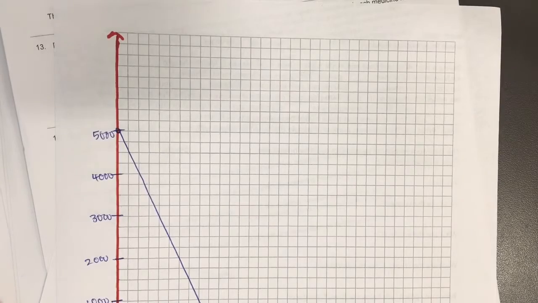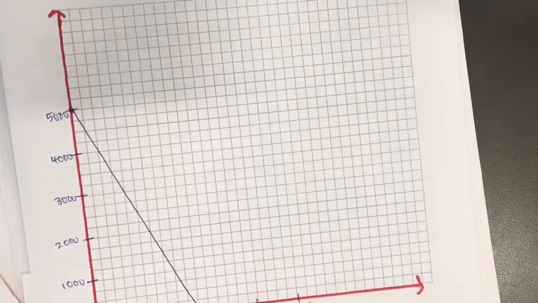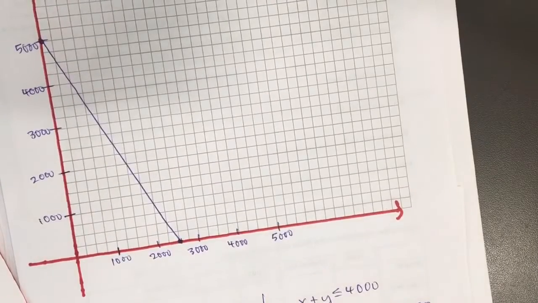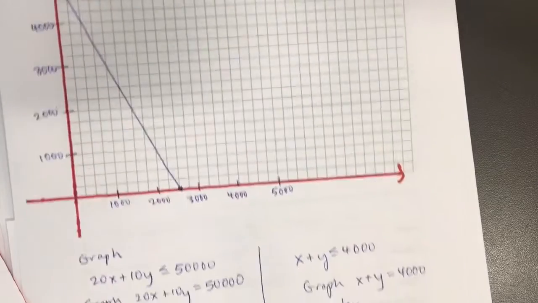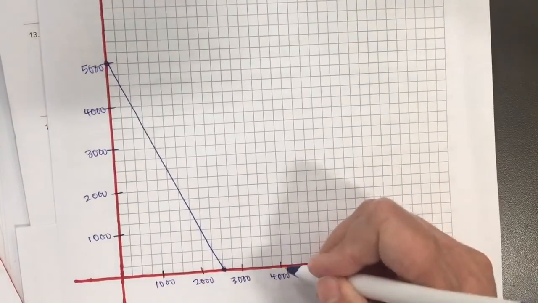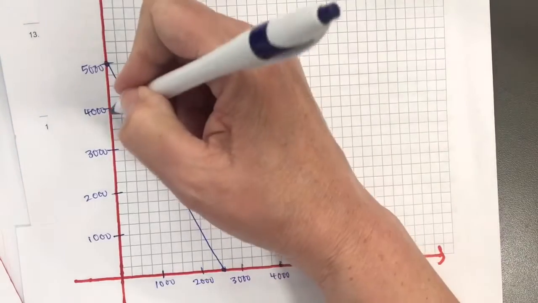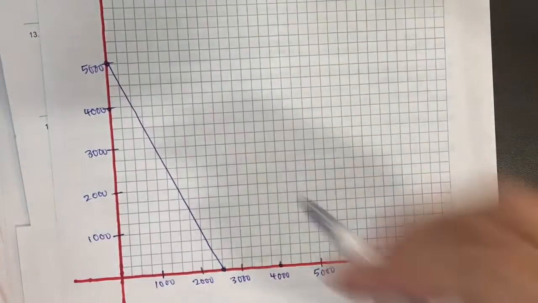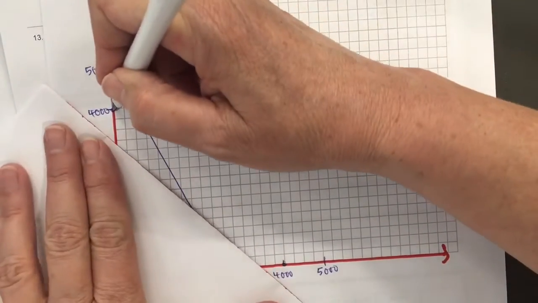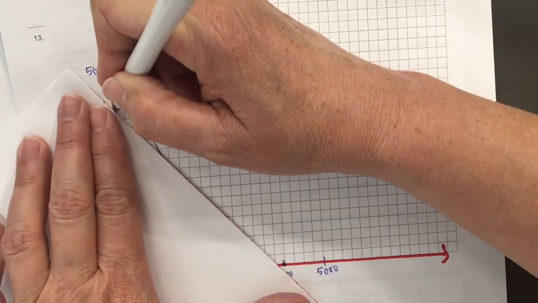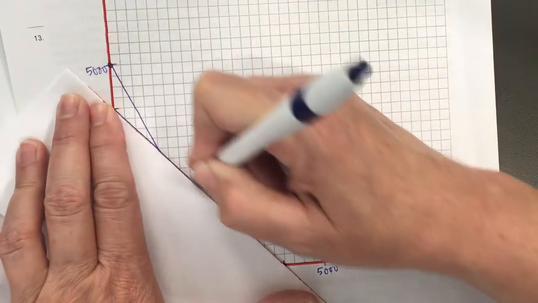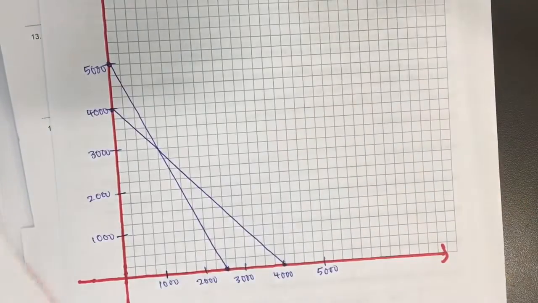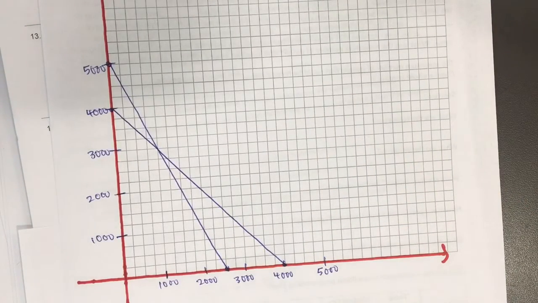For the second line, my second inequality, my intercepts are both 4,000. So I'll mark those on the graph and connect those dots. I do need the intersection point. Let's see, the feasible region.